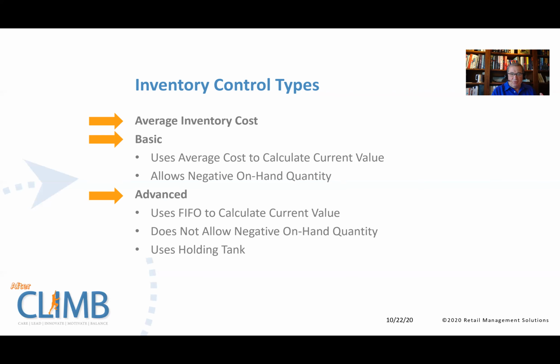Advanced inventory control uses FIFO, first in, first out, to calculate the current value. That's one of its differences. It does not allow for negative on-hand quantities. When an item is going to go negative, it throws that into something called the holding tank, and I'm going to be showing you that. Keep in mind that one of them is a little bit more involved, but it gives you tremendous accuracy, far the greatest accuracy you can have.